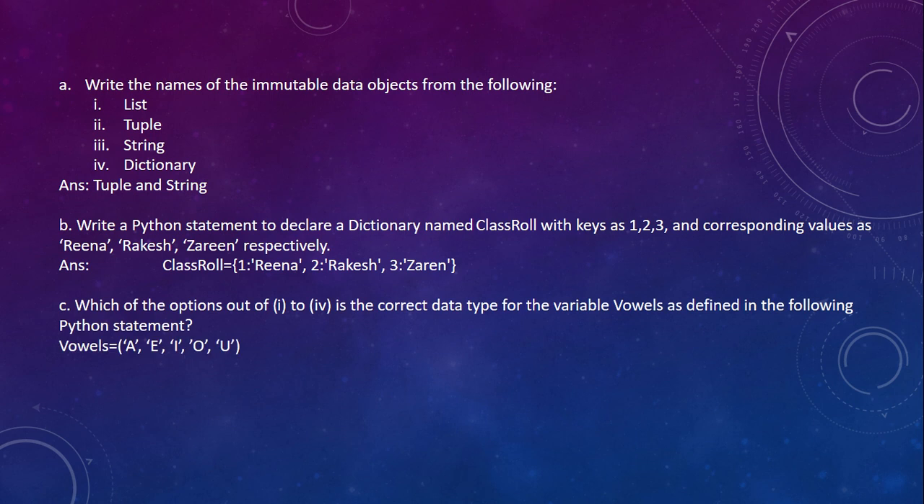Okay, so out of 1 to 4, which one is the correct data type for the variable vowels? So you can see that the vowels, all the elements are enclosed in parenthesis, therefore it is a tuple.